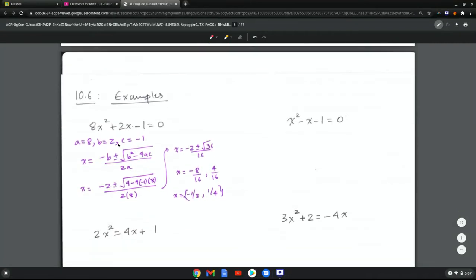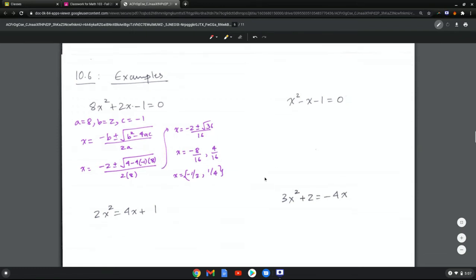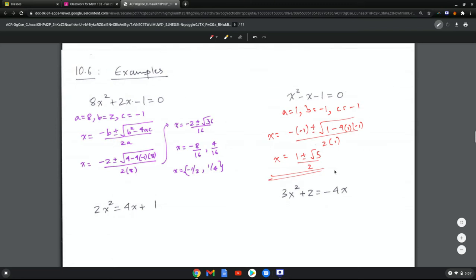Okay, examples. I worked out the first one prior to watching the video. I'll work out the remaining examples. Here a is 1, b is negative 1, c is negative 1. So x is negative b plus minus the square root of b squared, that is 1, minus 4 times 1 times negative 1, over 2 times 1. That's 1 plus minus root 5 over 2. Now this is the same number that you've seen before in exam 1 and also in the previous homework, or the previous worksheet.